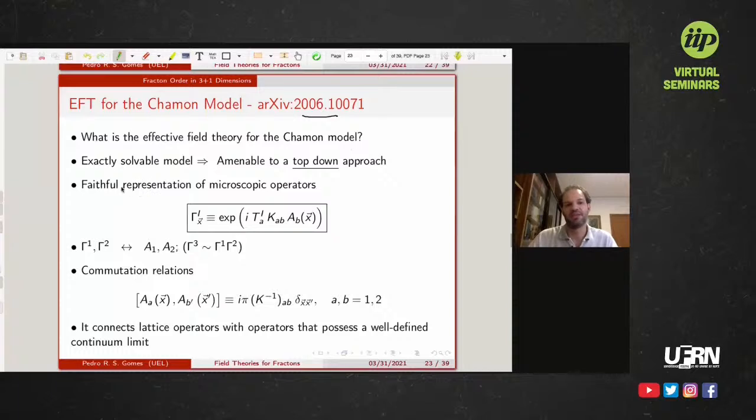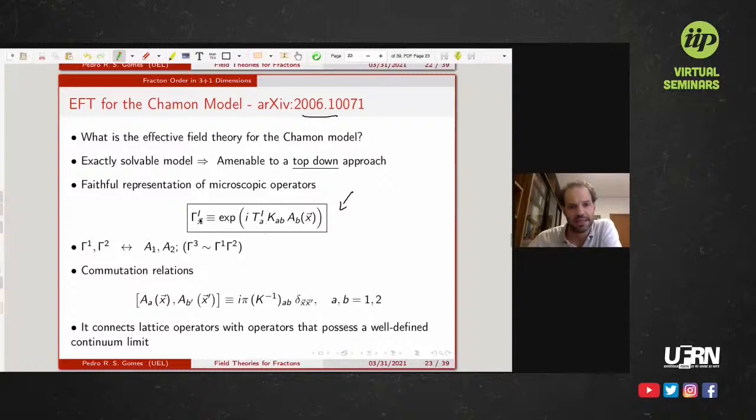It depends on a faithful representation of the microscopic operators. So this is the map which we propose. This is a kind of bosonization map. And for those who are familiar with the hierarchical construction of the quantum Hall effect, you can see some similarities here. But let me try to explain some important points.